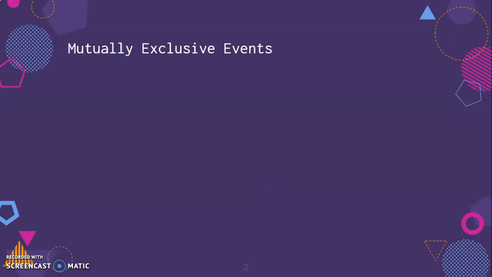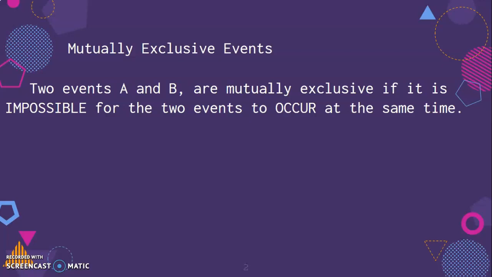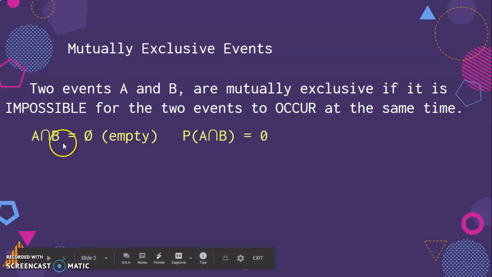Okay, first, what is a mutually exclusive event? Mutually exclusive events are two events that it is impossible for them to occur at the same time. So just think about some examples of that, but this one is saying that the intersection of A and B, the two events A and B, is going to be empty. There's nothing that's going to happen both A and B. And then the probability of that happening is 0.